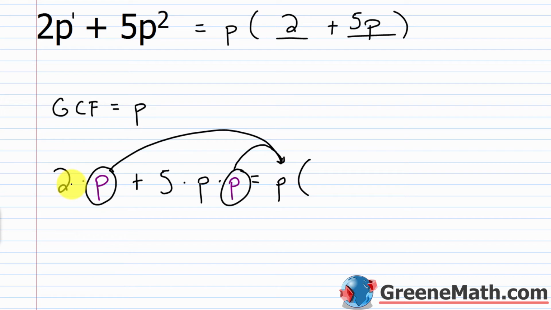So I'd have a 2 here, plus in here I'd have 5p. So either way you want to do it, you would get p times the quantity 2 plus 5p.